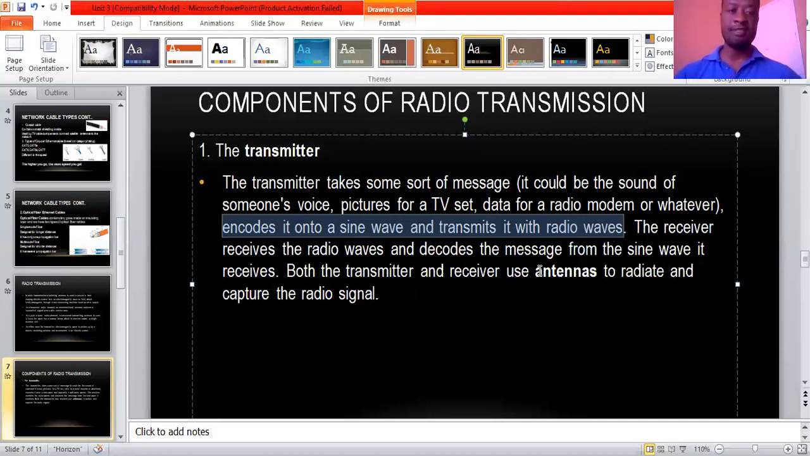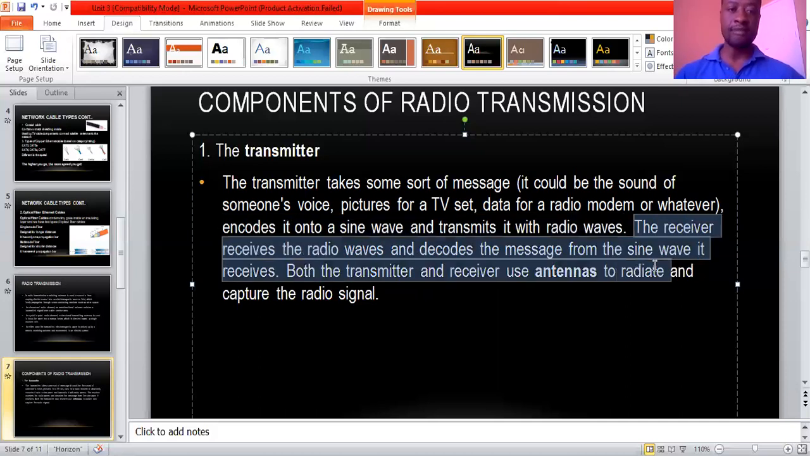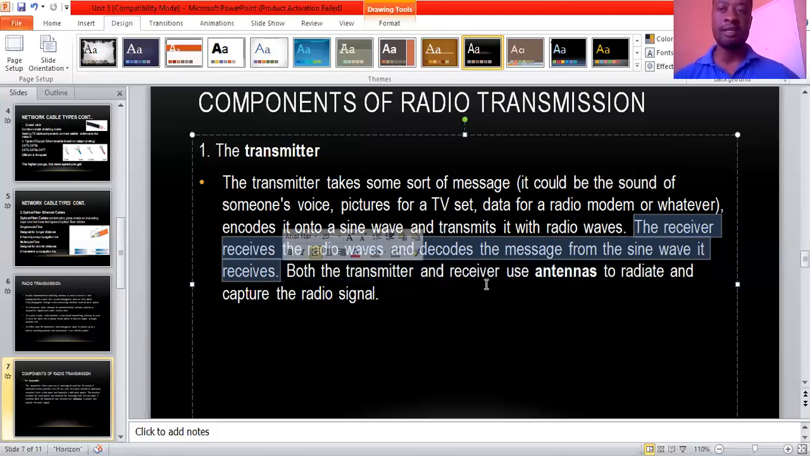Then the receiver receives the radio waves and decodes the message from the sine wave it receives. So remember we're talking about encode and decode. The message that was sent was changed into a different format for it to be transmitted. Now, for the receiver to understand what was sent, this information has to be changed back to its original message as it was sent. That is the decoding process.